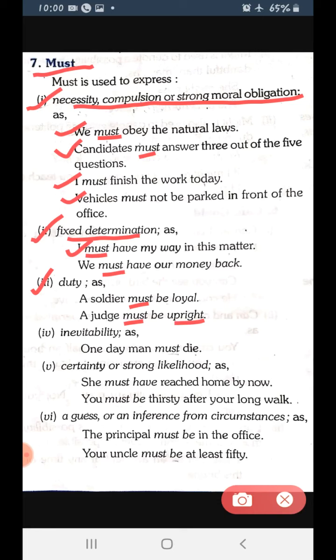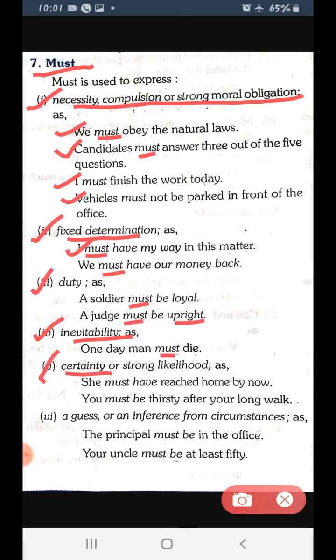Fine. Next, point number 4, inevitability. Inevitability means the thing which is sure to happen. One day man must die. That means it is sure to happen that someday man will die. So we will not say one day man will die. No, we will say one day man must die. Clear?